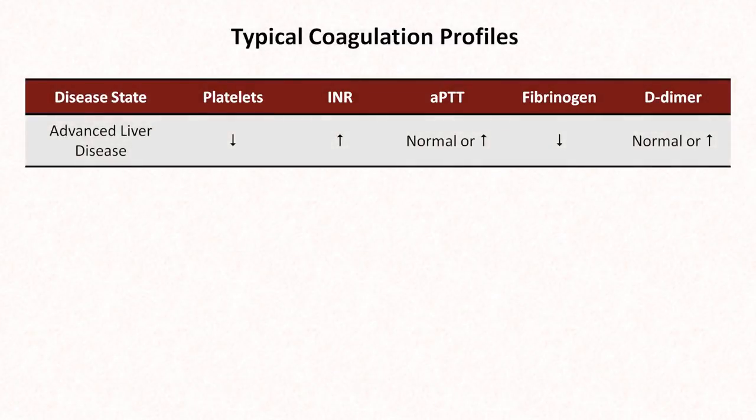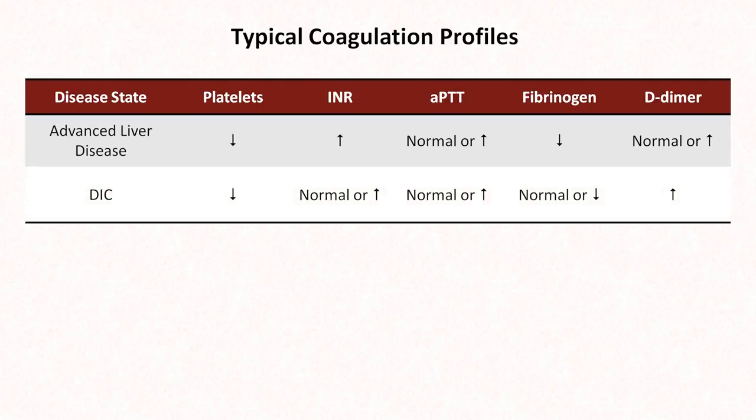In advanced liver disease, platelets will be low due to hypersplenism and splenic sequestration. The INR will be high due to impaired production of clotting factors, and the PTT can also be high or is occasionally normal. Fibrinogen will be low, and D-dimer will either be normal or elevated. In DIC, platelets are low. The INR and PTT are either normal or elevated. Fibrinogen is normal or low, and D-dimer is usually elevated.